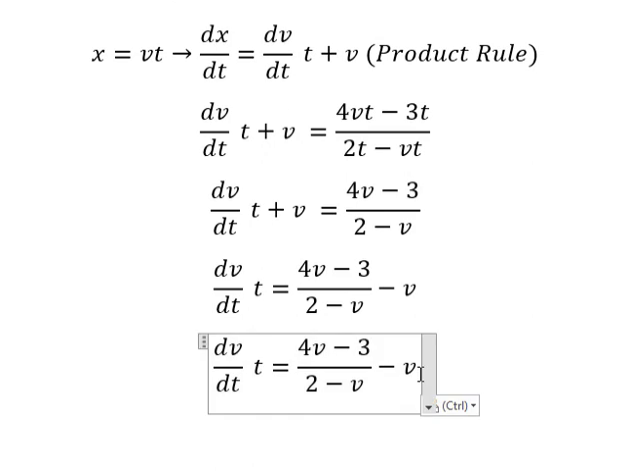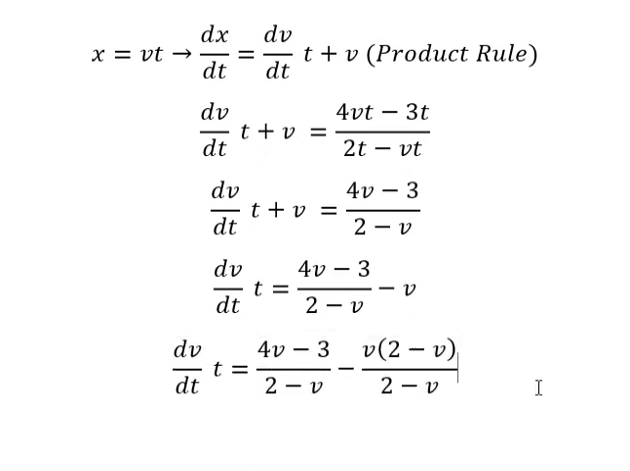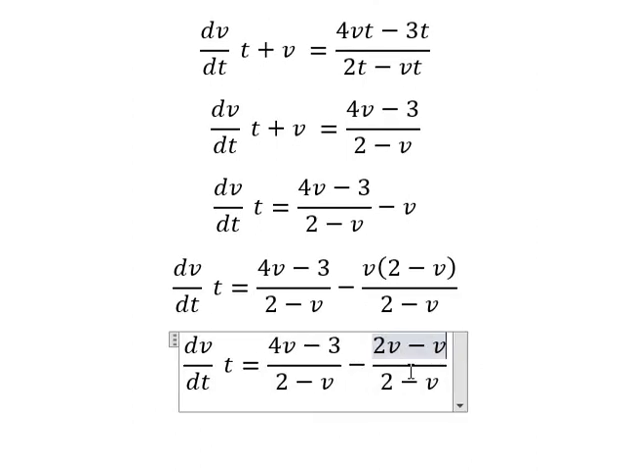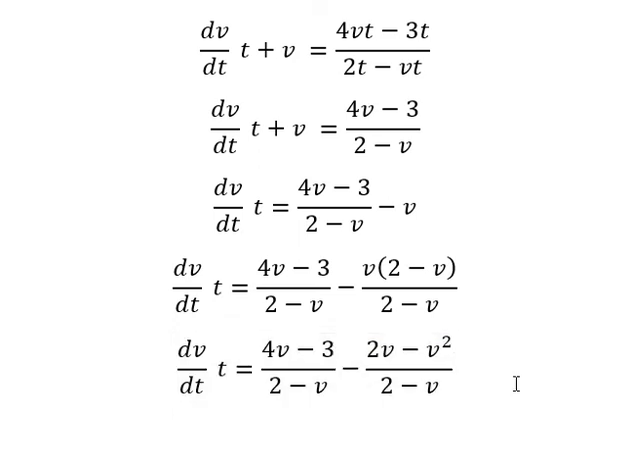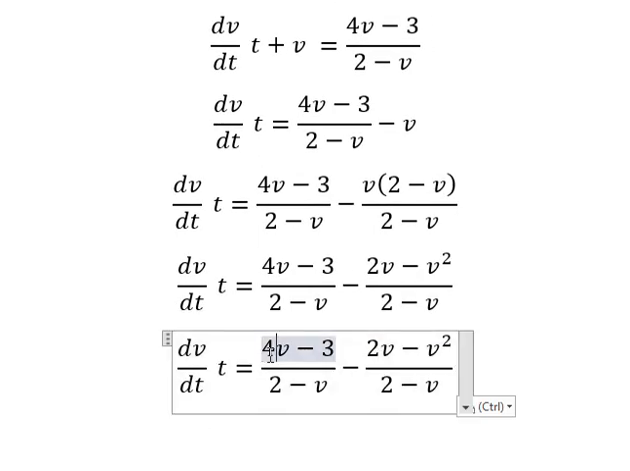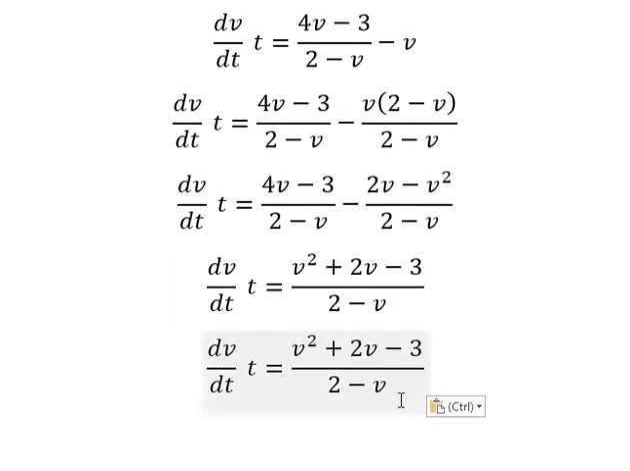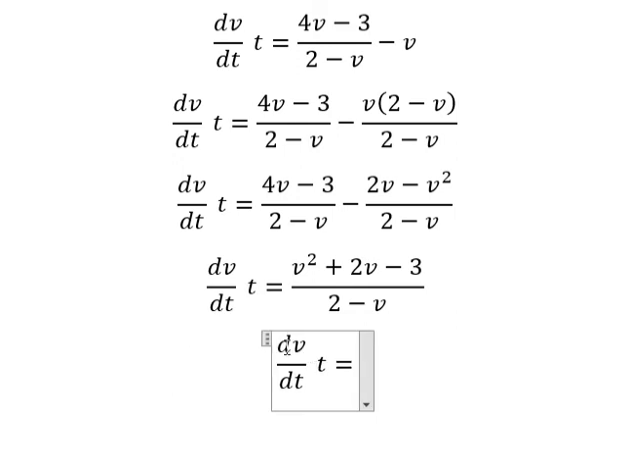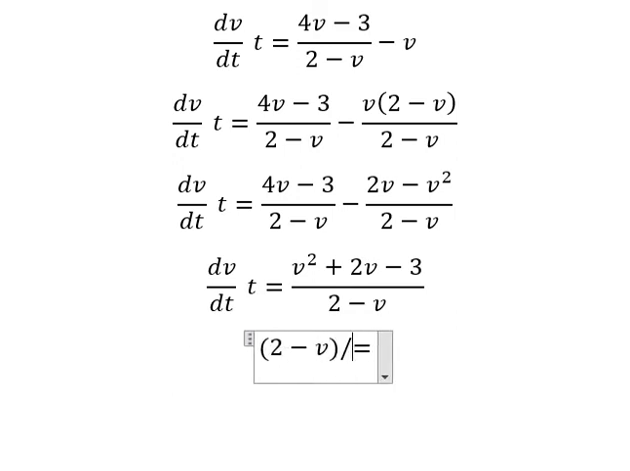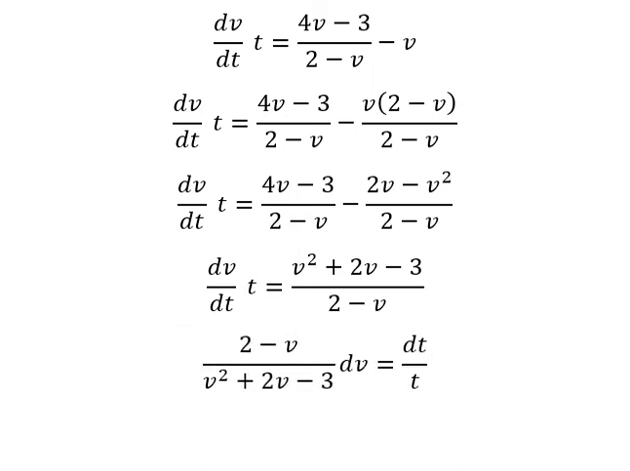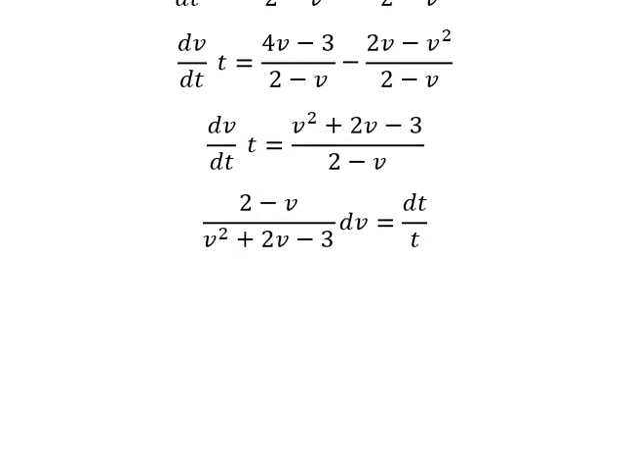Next we do common denominator. So this one we have 2v minus v square. For v minus 2v we have 2v. Negative negative we have positive v square. So this one I will put on the left, dt and t we put on the right. Next, I will put the integration for both sides.